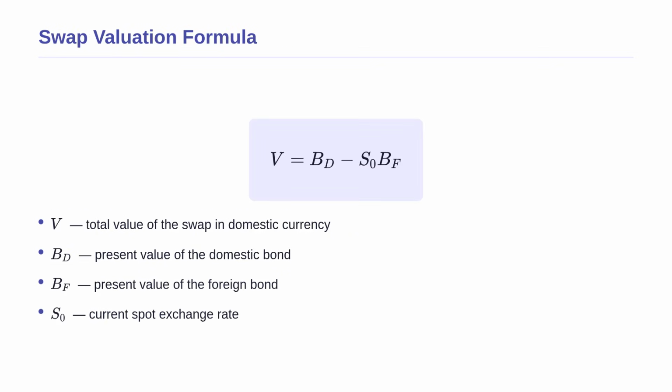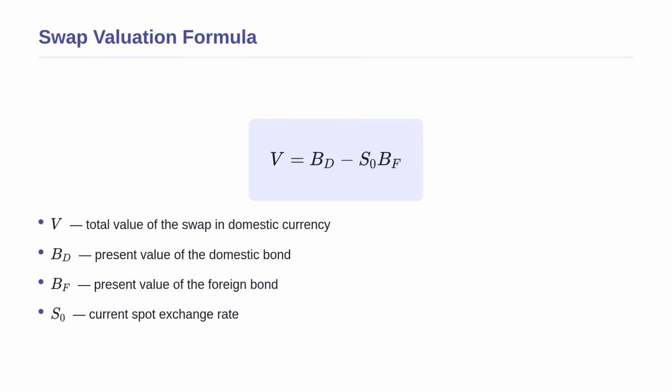This concept leads us directly to our first valuation formula. The total value of the swap in your domestic currency is equal to the present value of the domestic bond minus the present value of the foreign bond, converted at the spot exchange rate.